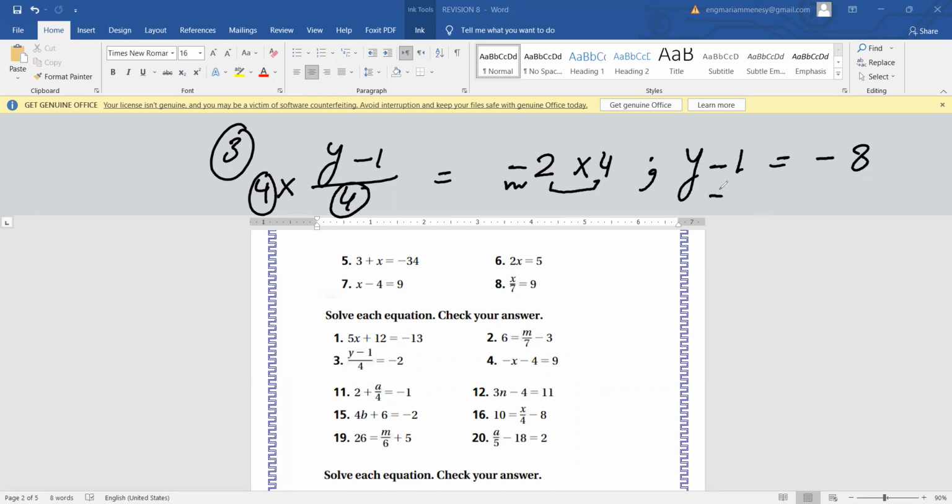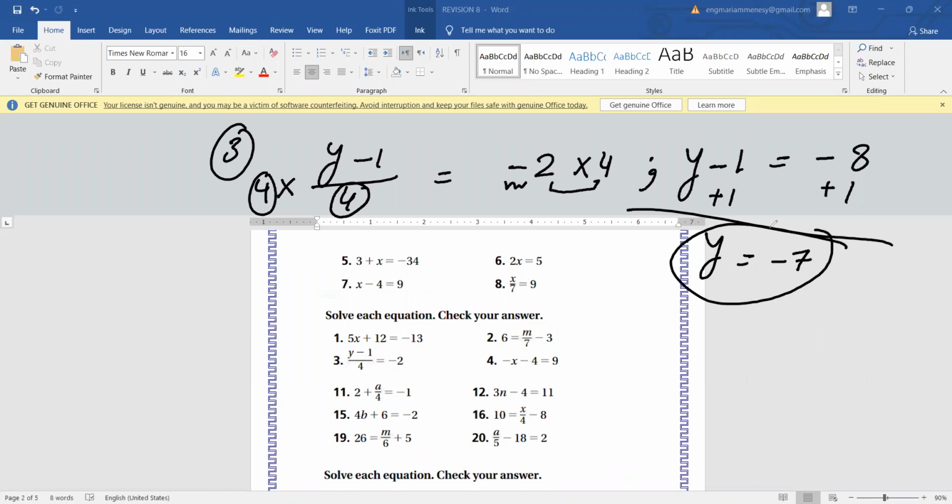y minus 1, adding 1 on both sides, then y equals negative 7. Okay, my dear, if you have any question in your exam that you can't understand or can't solve, check the answers. If you have the answers here, negative 7 or negative 5 or 2 or 3, put y here. Number 3, put y as negative 7: negative 7 minus 1 over 4 equals negative 2. If correct, then this is the answer.